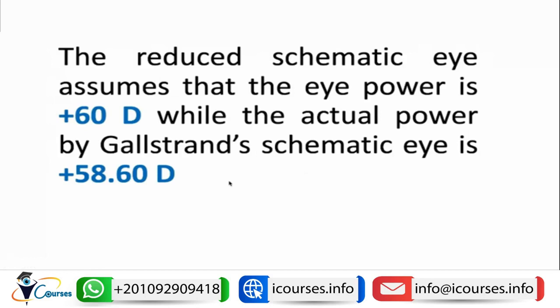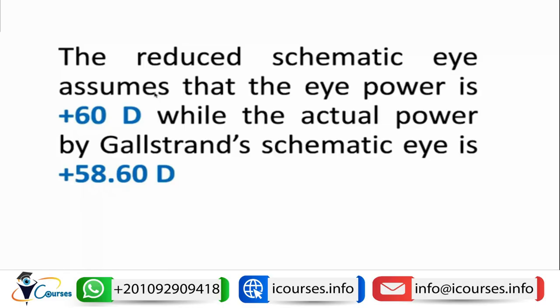When Donder made this reduced eye and did his calculations, he found that the power of the eye is equal to plus 60 diopters, while Goldstrand found, according to his schematic eye, that the power of the eye is plus 58.6 diopters. So you can see that the difference is very minimal. Since the reduced schematic eye of Donder is much simpler, it is the basis of all our optical corrections and the optical diagrams that we use for the human eye.